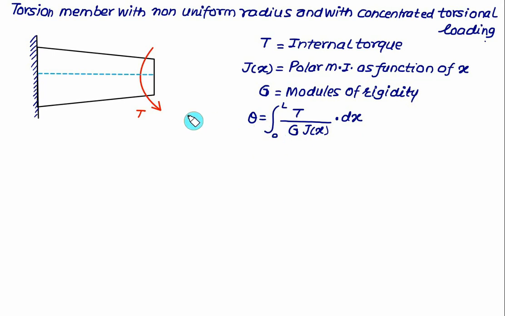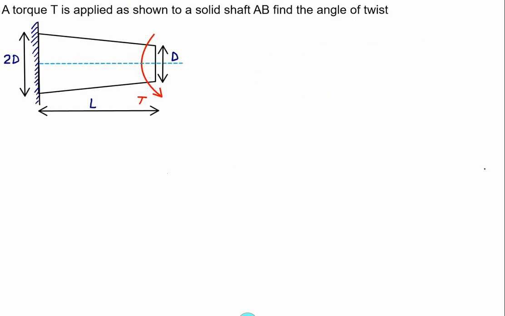For this one you have to do the construction here and develop the relation for the radius or diameter at any distance x. We'll assume the diameter at the free end is equal to D, and the diameter at the fixed end is equal to 2D. So for this special case we'll find the angle of twist. L is the length of the shaft and T is the torque applied at the free end. If you extend the frustum of the cone, they will meet at a point O. So from O you have to measure the length.